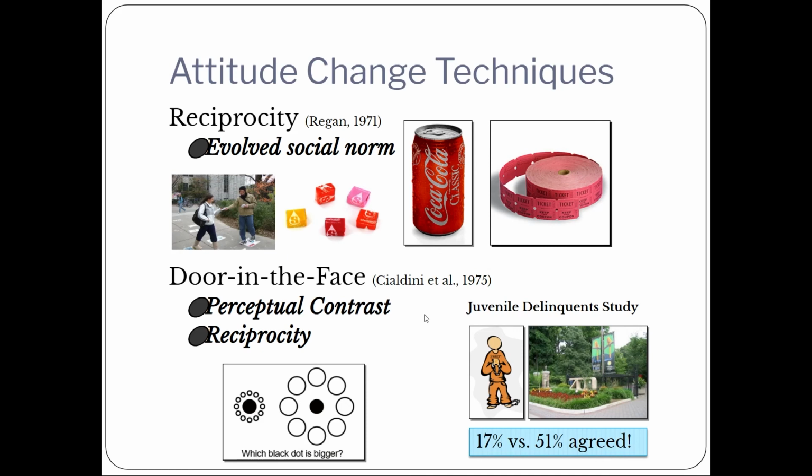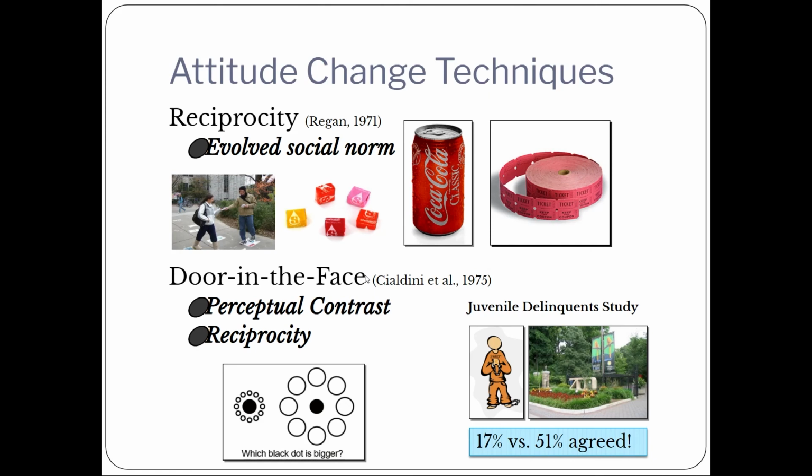So if you look at this image, right, which black dot do you feel is bigger? The first one, right? However, they're all the same size, but the first black dot seems bigger, the second one seems smaller, because they were compared to different white circles. And in the same way, when a request is compared to a much bigger request, that request seems smaller.